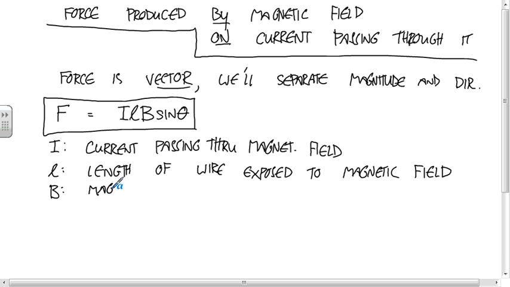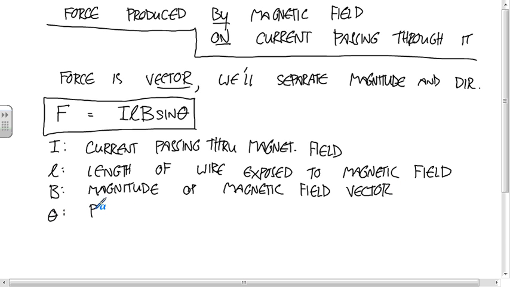B is the magnitude of the magnetic field vector, and theta, if you put the current and the magnetic field vector B tail to tail, that's the angle between them.